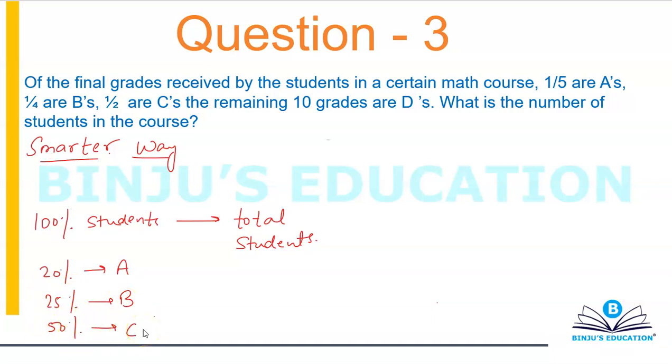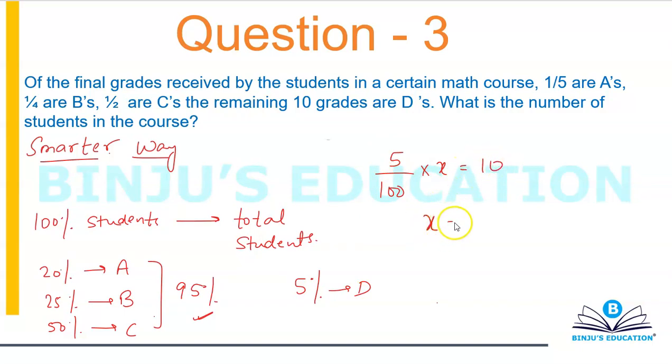That means how much percentage are you left with? 50 plus 20 plus 25 is already done. That means 95% is already done. That means 5% are D's. That means, can I say 5% of a number should be equal to 10? Because there are 10 grades of D, so 5% of a certain number should be equal to 10. So 5% of a certain number is 5/100 into x, and that is equal to 10, which will again give you x is equal to 200.